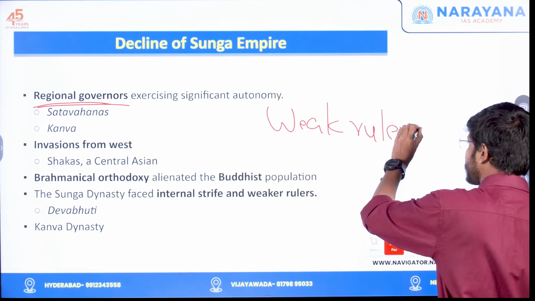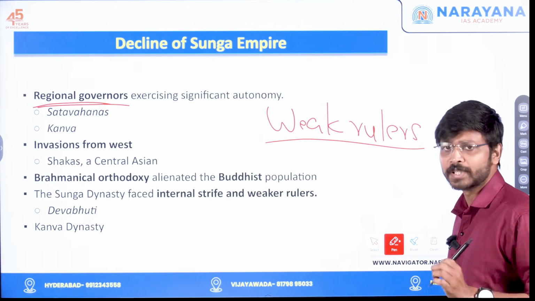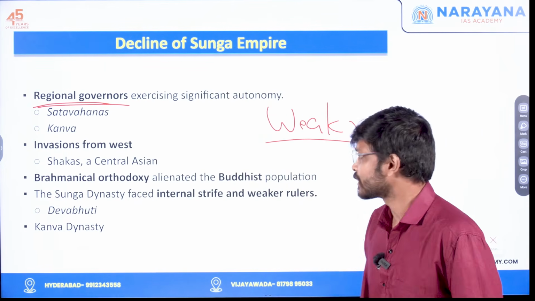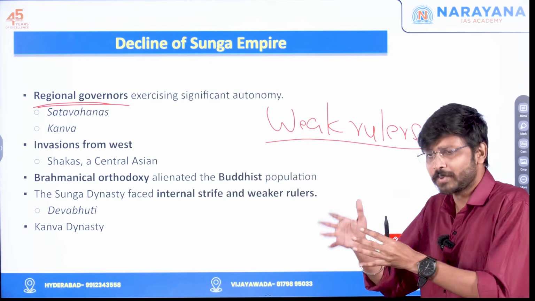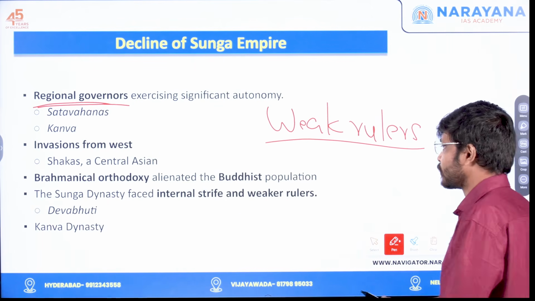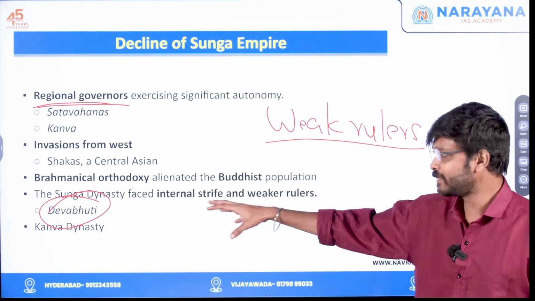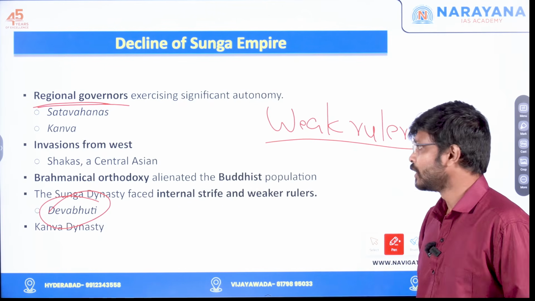The most important rulers in the Sunga Empire were Pushyamitra Sunga and Agnimitra Sunga. Only these two Sungas were very prominent. After that, everyone was weak, and the last Sunga ruler was Devabhudi. He was the weakest of all the Sunga rulers.